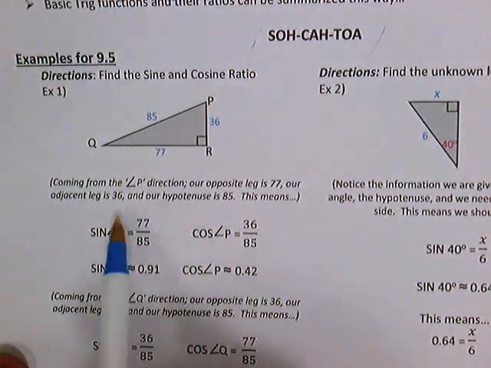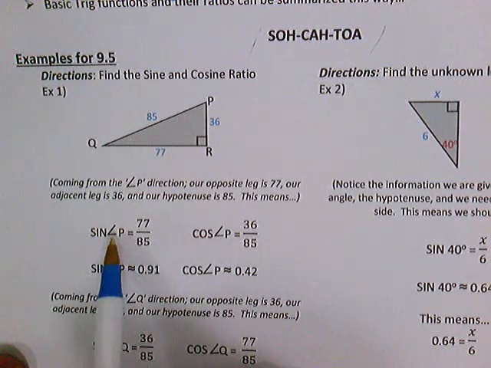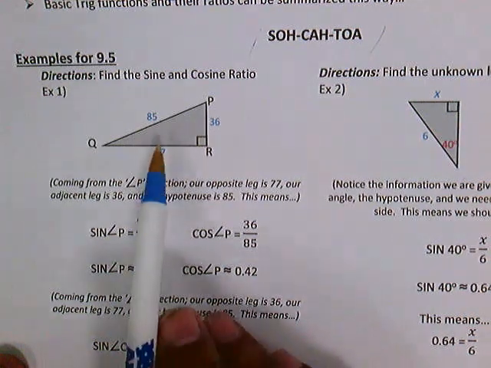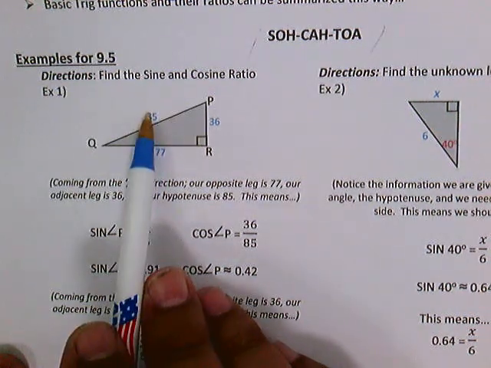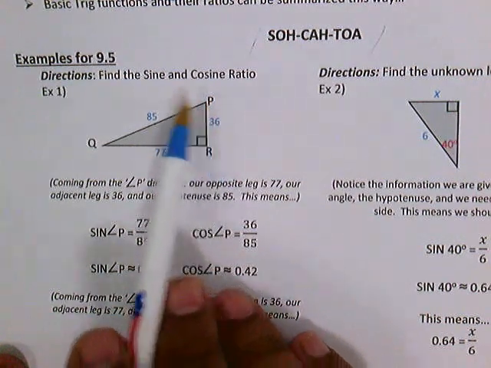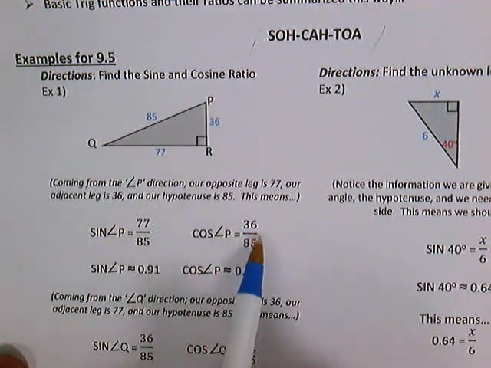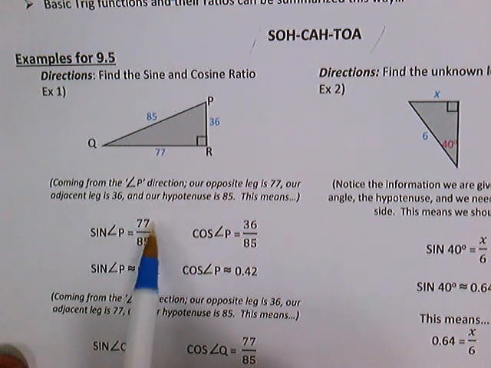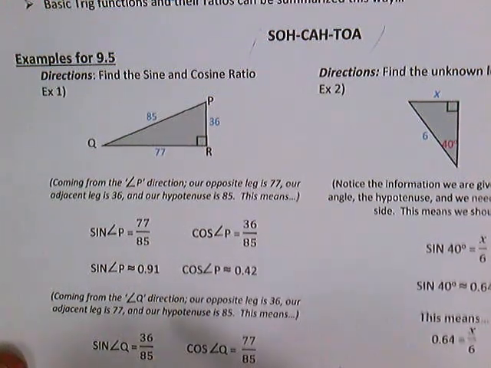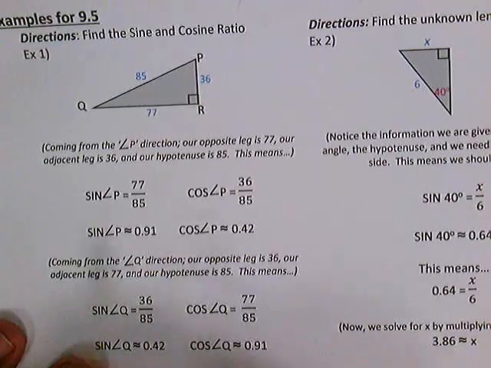Now, what does that mean? It means coming from our P direction, the sine of the angle P is the ratio 77 divided by 85, opposite over hypotenuse. And the cosine coming from this direction would be the adjacent divided by the hypotenuse. Now, when we put this into a calculator, 77 divided by 85, 36 divided by 85, this is our answer. This is what we're looking for. And basically, it's just that easy.